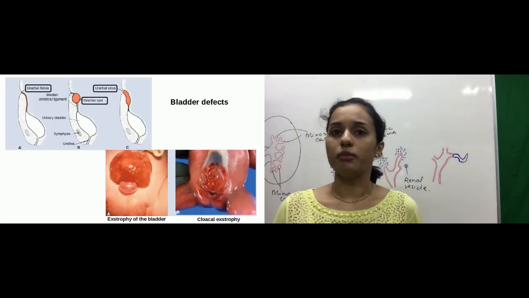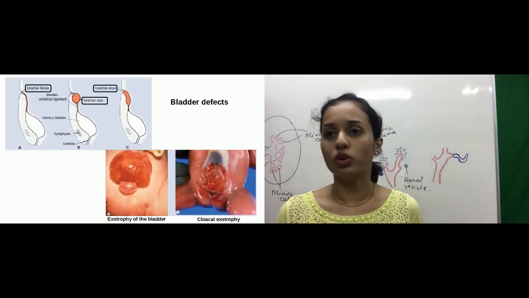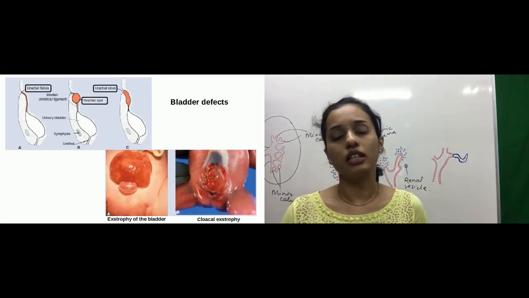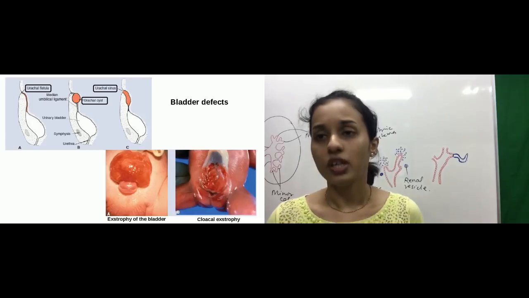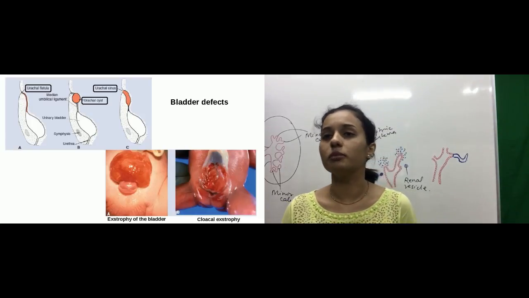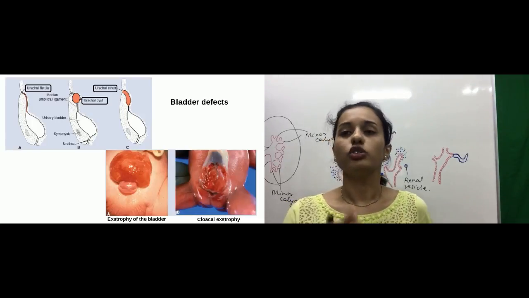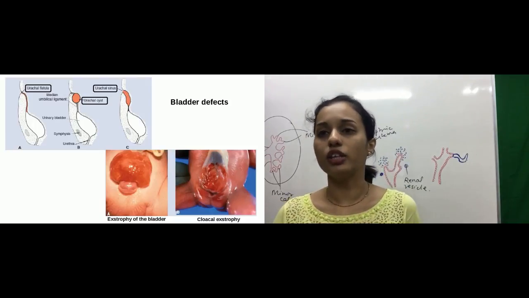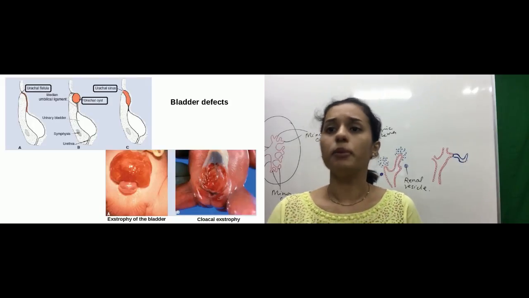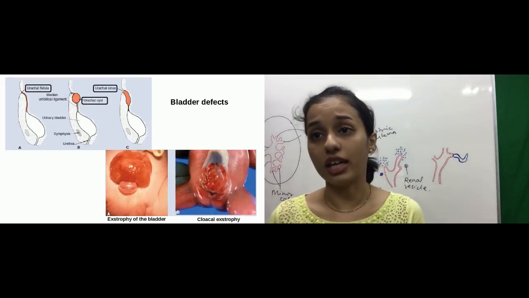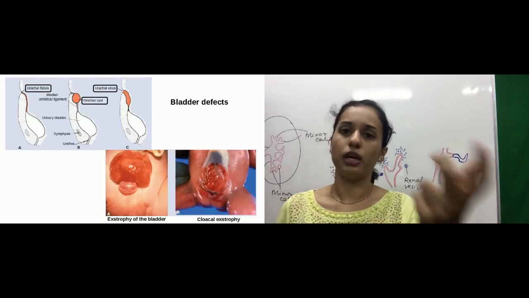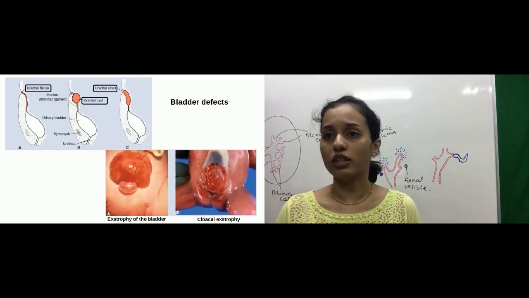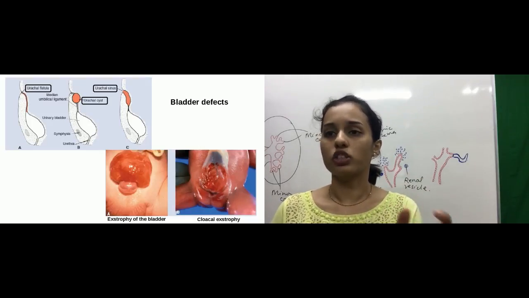Sometimes the allantois may not undergo obliteration, so it persists, and this leads to a condition called fistula. What do you mean by fistula? Fistula is nothing but an abnormal connection, right? So, here the bladder is connected, and the urine collected in the bladder may pass through this urachal fistula, if the allantois persists, and might pass through the umbilicus.